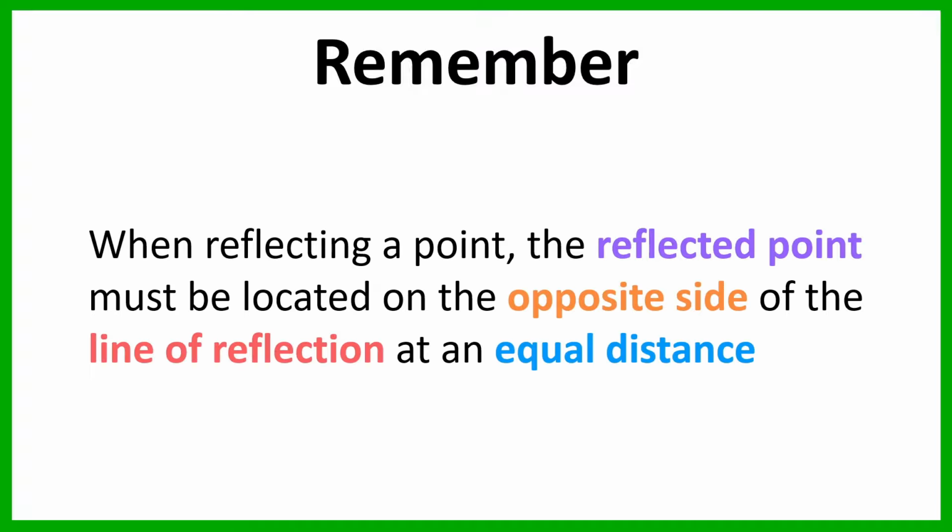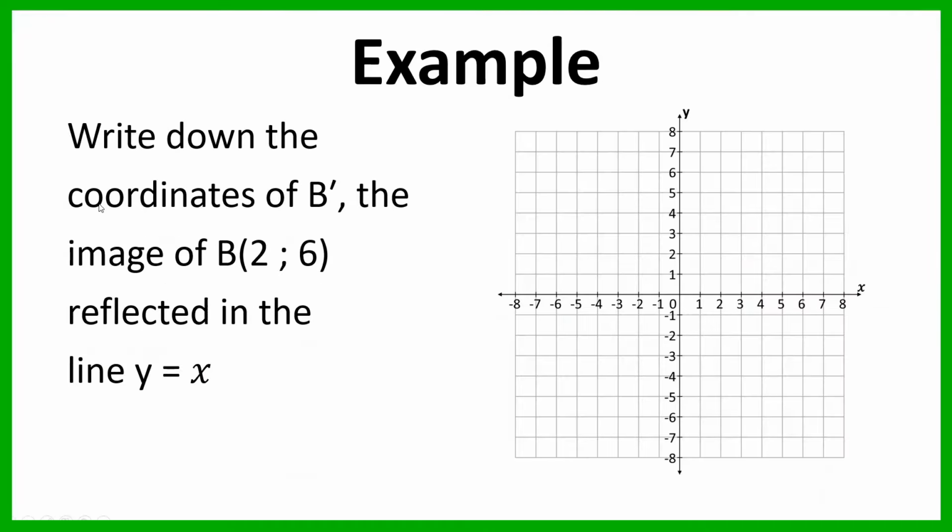Remember that when you are reflecting a point, the reflected point must be located on the opposite side of the line of reflection at an equal distance. Okay, so let's have a look at an example. So over here we're going to write down the coordinates of point B prime, which is the image of B, which has the coordinates 2, 6, reflected in the line y equals x.